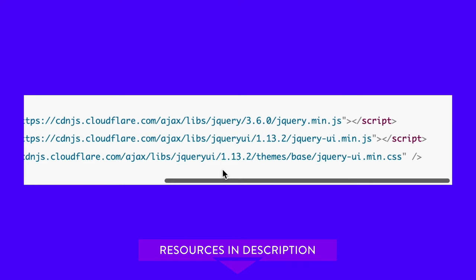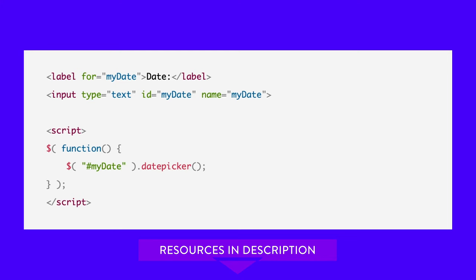Next, add a form input field within your HTML and via JavaScript, attach jQuery UI's date picker method using a selector. Clicking in the input form field will now launch the date picker.